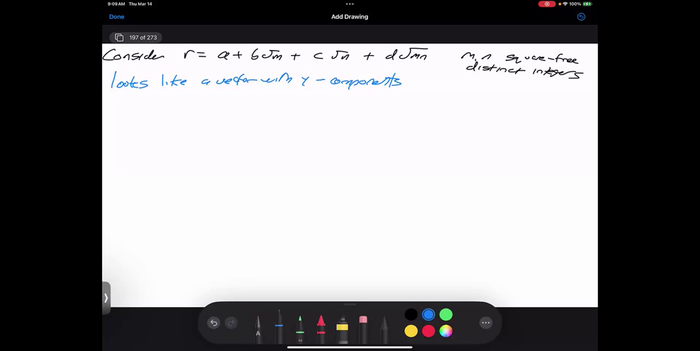Yeah. And so notice, r squared is going to be a squared plus m b squared plus n c squared plus mn d squared for the first component, right? What's the square root of m component going to be of r squared? And how many times do I get ab? Is it ab or is it twice ab? Does everyone see it's going to be twice ab square root of m?